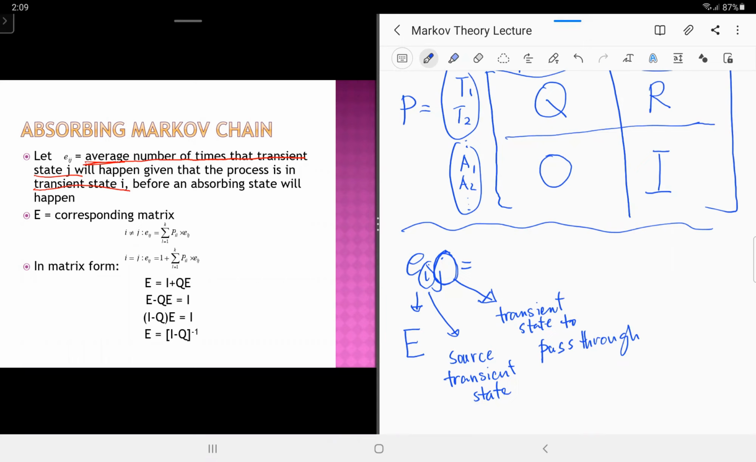So to differentiate all of those, we will use an example for clarity. Okay, but I hope this is clear to everyone. EIJ simply represents the number of transitions, or the number of times that you will have to pass through another transient state before you finally get absorbed into an absorbing state.